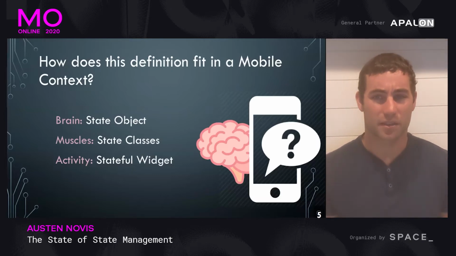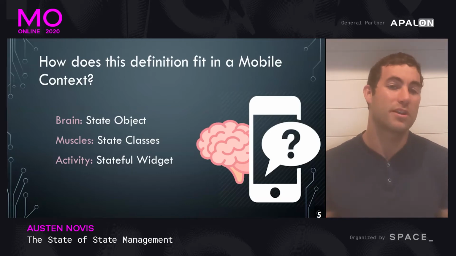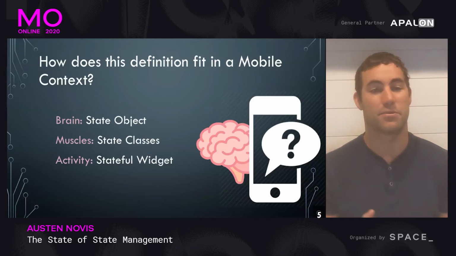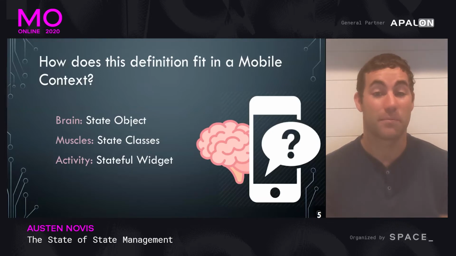For example, to reach the goal of running a marathon, the brain will send information to the muscles, telling them to move, while they also incorporate new information from the environment, such as how tired and full of lactic acid they become. Similarly, state classes use information from the state objects to enable behaviors in the app, and can also process new information generated from user interactions. Finally, the activity the body performs is the visible outcome of the brain and muscles, just as the stateful widget is the visual outcome of the state object and state classes.